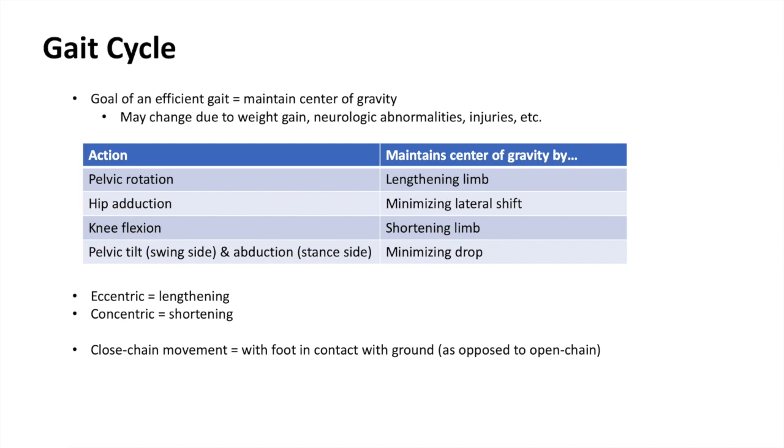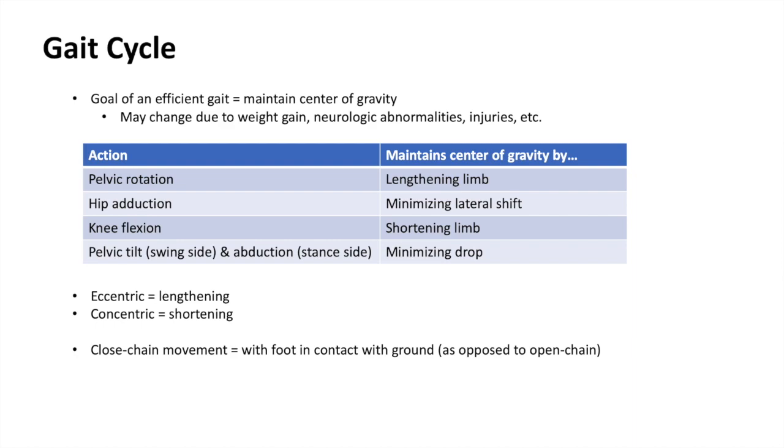So if you hear of eccentric, that's going to be a lengthening, and concentric means shortening. If there's a closed chain movement, that's foot in contact with the ground, as opposed to open chain where it's not in contact with the ground. So the way I sort of think about this and maintaining center of gravity, it becomes more important next year in MSK. But what I like to think is, okay, if I, for some reason, didn't have my quads, how would I be able to maintain that center of gravity? People end up having to move their center of gravity more forward or past their limitation.